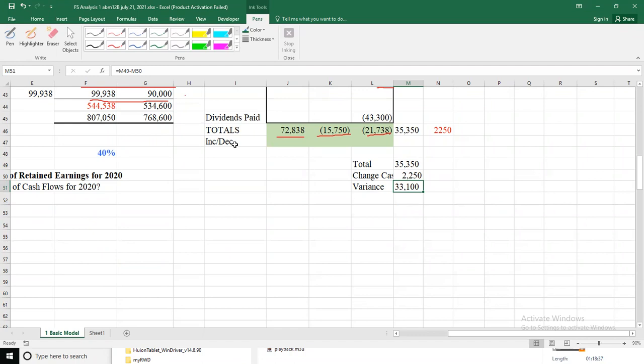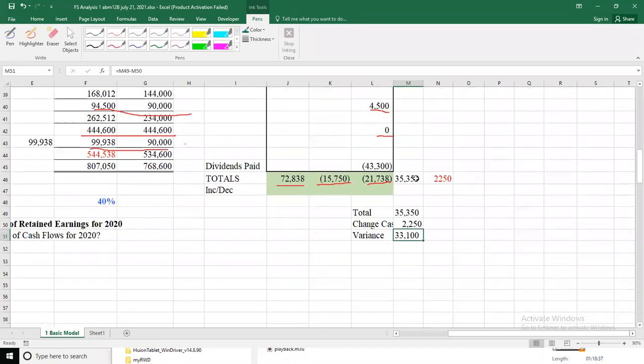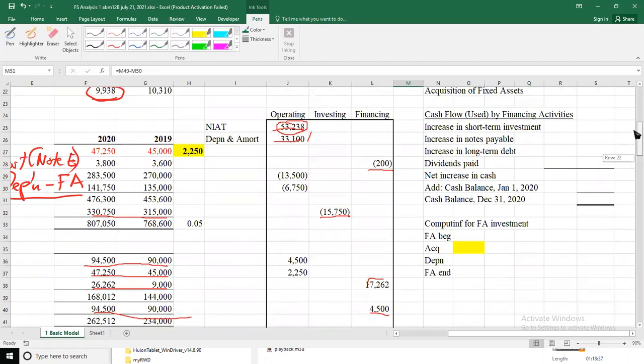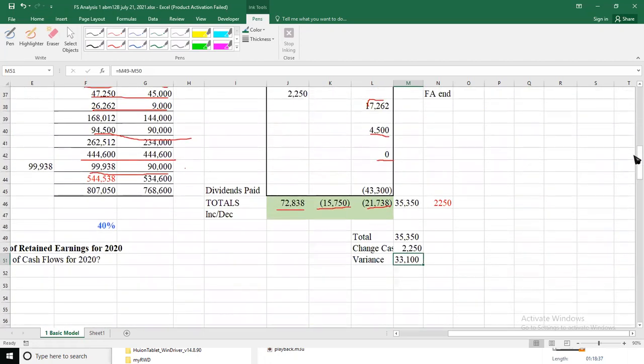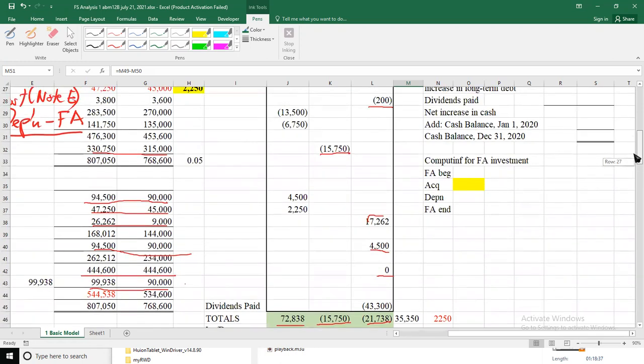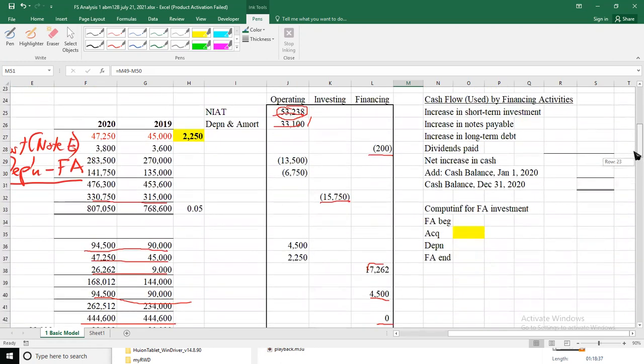Okay, thank you, Ada. Thank you, Mark. All right. So hindi pa tayo done kasi 35,350 to eh. Overstated pa rin tayo. We have to bring this down to 22,500. And the variance is 33,100. Okay. So take a look at our template. Anything here, guys, which you think we should be adjusting in order to make these two equal? Dapat yung net change in cash natin dito should be equal to 22,500.